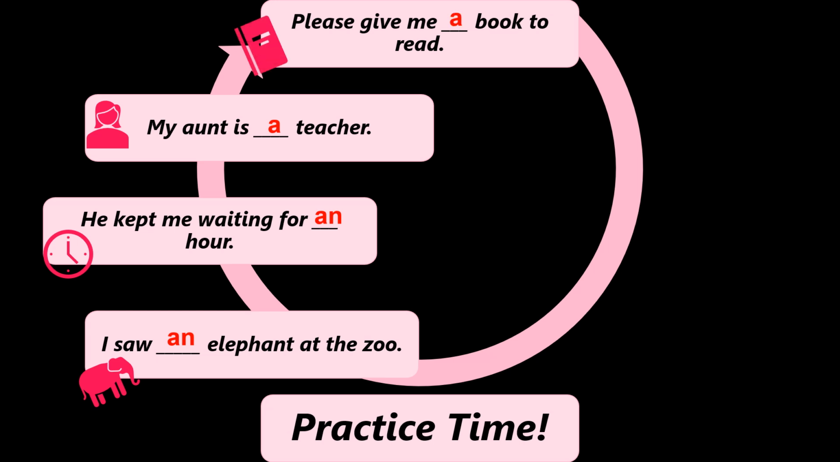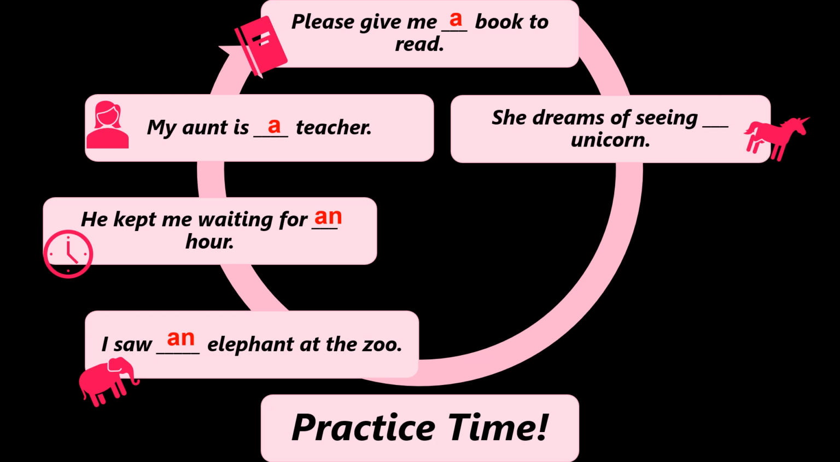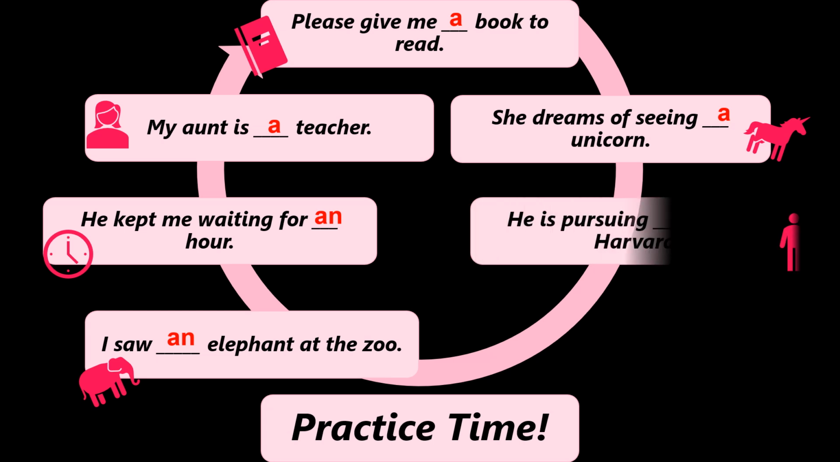So I'll add a. Next, "she dreams of seeing dash unicorn." The word unicorn, though it starts with a vowel, the sound is j. It's starting from the j sound, so it's a consonant sound. So I'll insert article a.